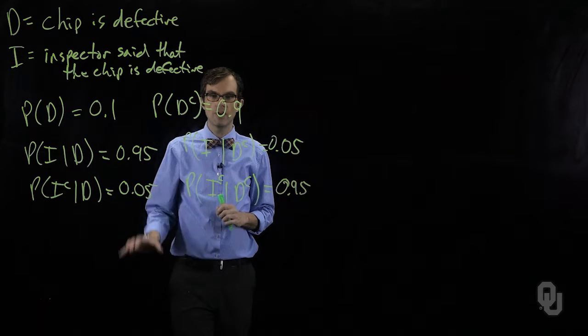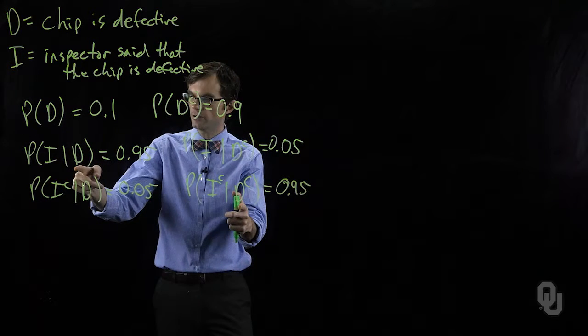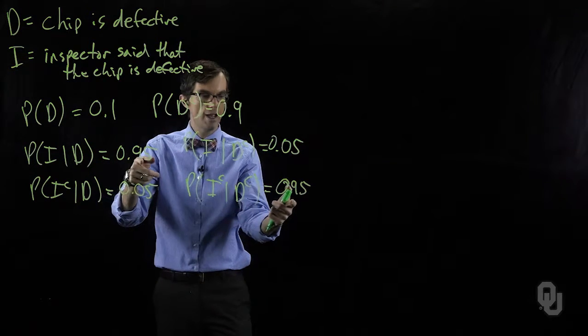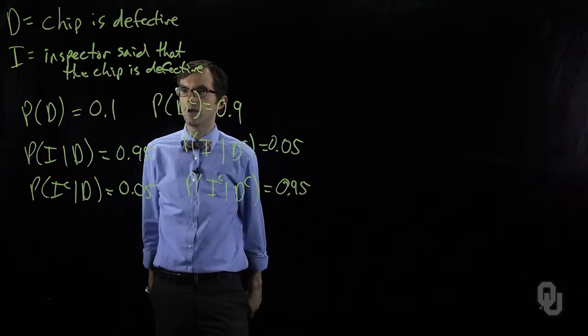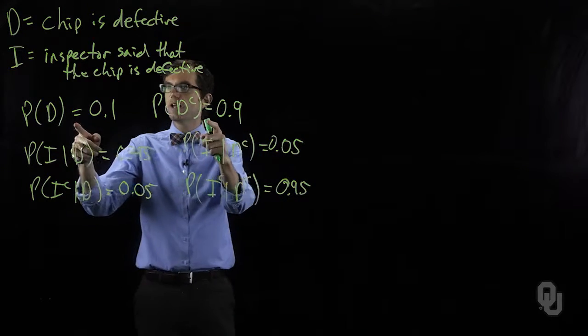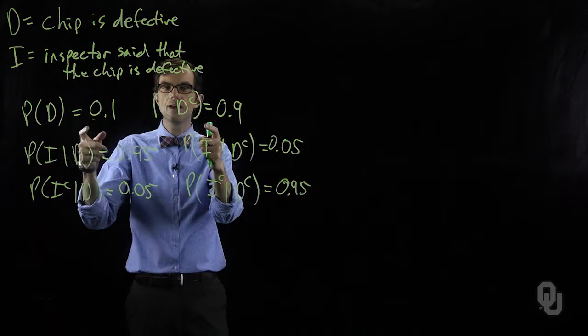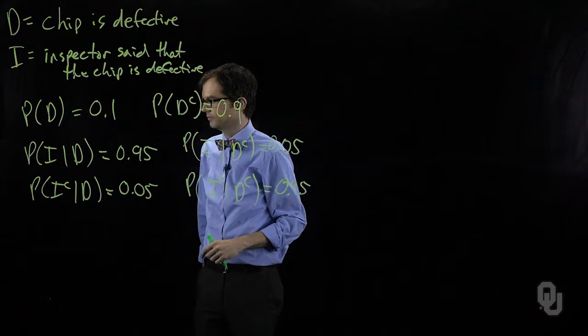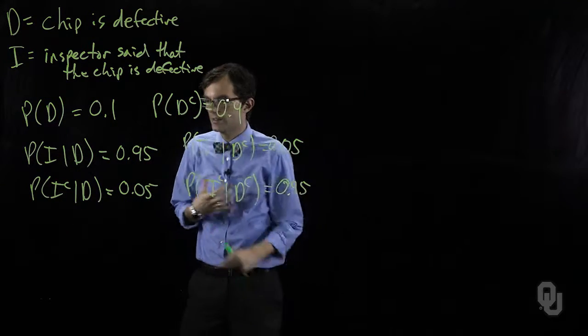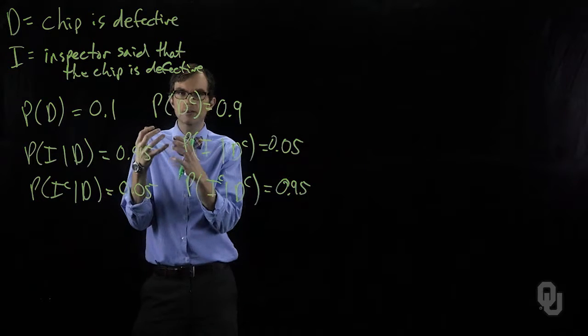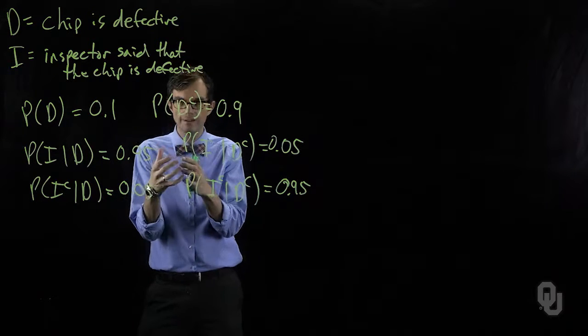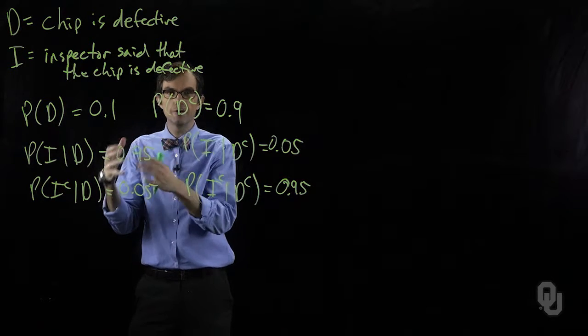So now we know how good the inspector is at doing his or her job, and they're good 95% of the time. And we know, in general, the probability of having a defective or not defective chip in the first place. And so what we want to know is, given that the inspector said a chip was not defective, what's the probability that it really is?